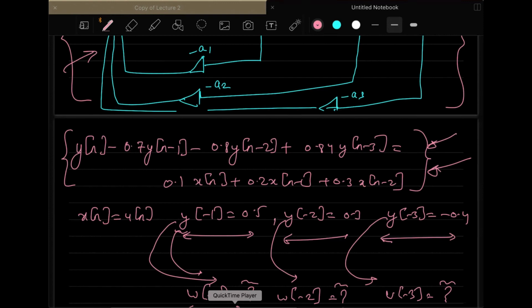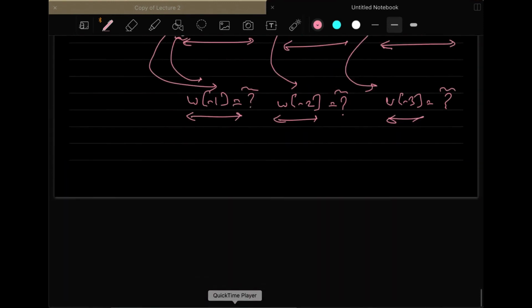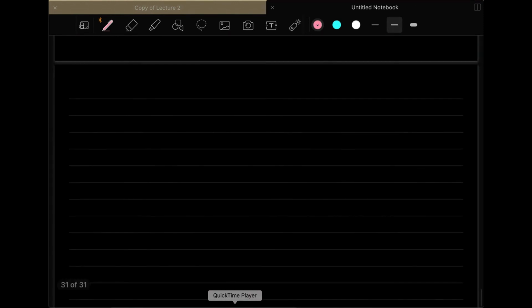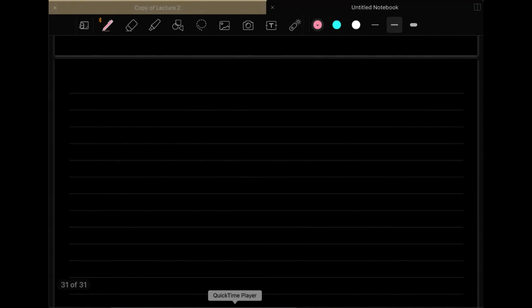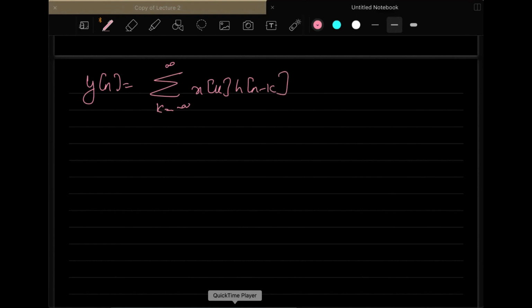Okay, so once this is done, the convolution also follows the same route. In discrete time, convolution is the sum over k from minus infinity to infinity of x[k] h[n minus k]. You can see there is a lot of similarity here; the only difference is that you have a discrete time system instead of a continuous time system. Other than that, everything is the same.